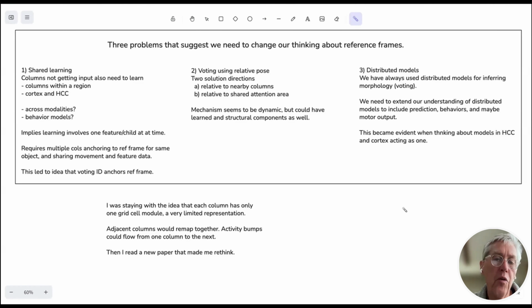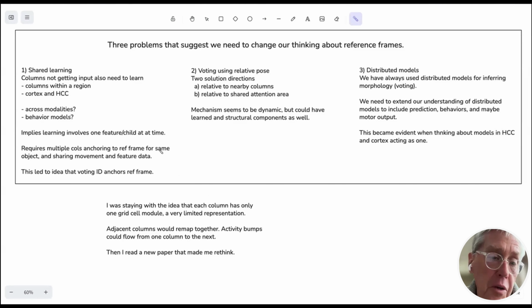I wish those were more concrete, but does anyone have any questions about these different problems? We've talked about them all in the past. Just a note or a question about the voting ID anchoring the reference frame. Are we thinking about this only in learning, or do we also think that this might have a role during inference?